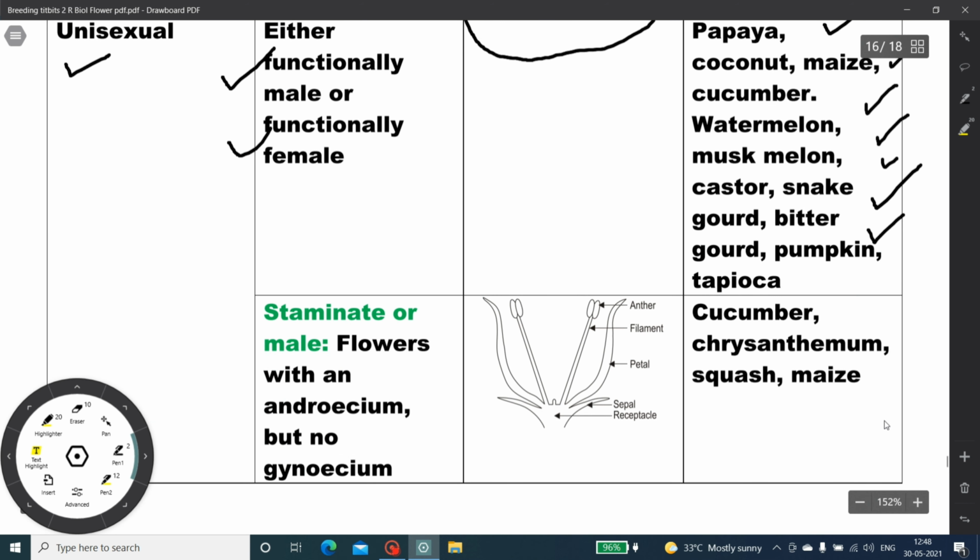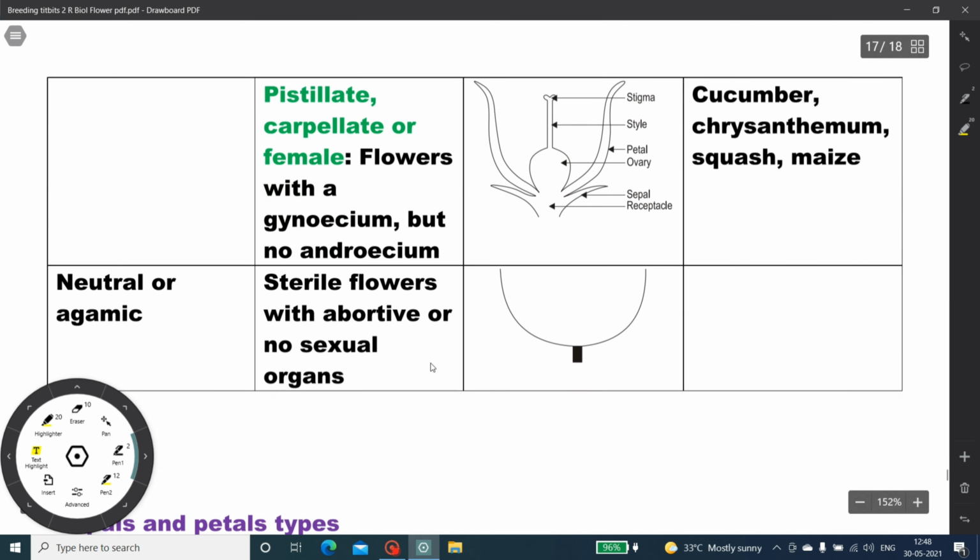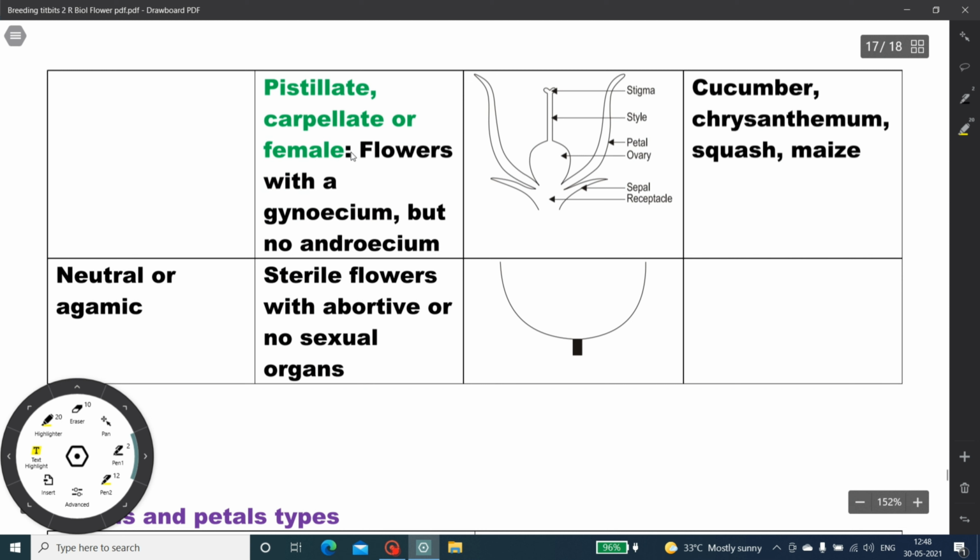Unisexual flowers include the staminate type of flower, or male flower. The flowers will have only androecium but no gynoecium. Here the gynoecium is not present, only the androecium, that is stamens. Examples are cucumber, chrysanthemum, squash and maize. And the pistillate or carpellate, or female flowers, have only the gynoecium present and no androecium, no stamens. Examples are cucumber, chrysanthemum, squash and maize.